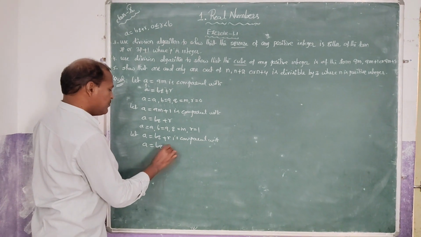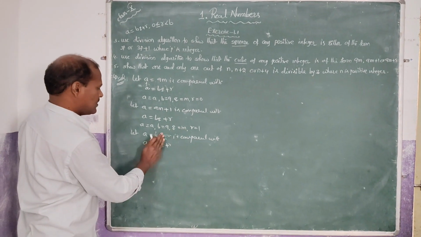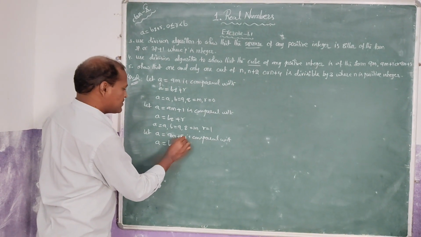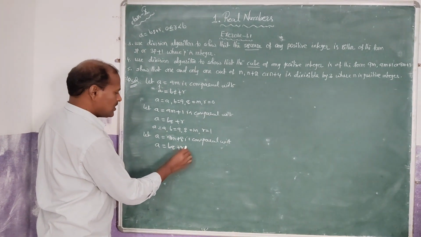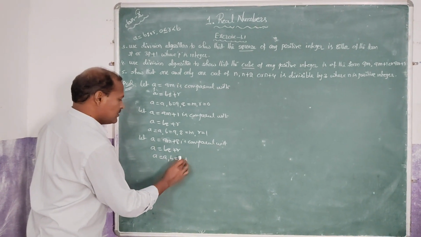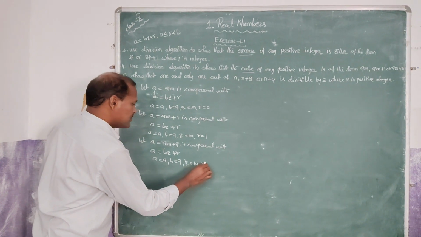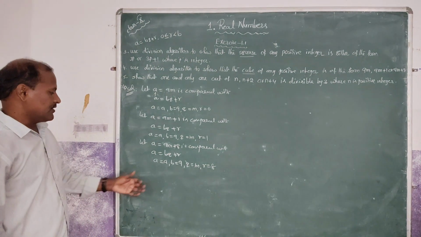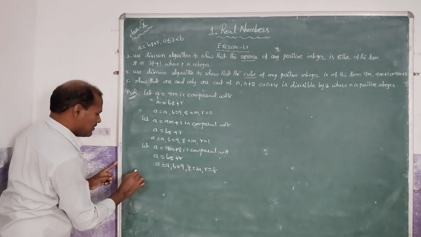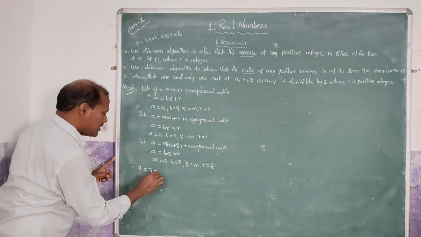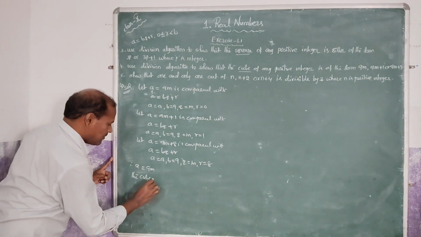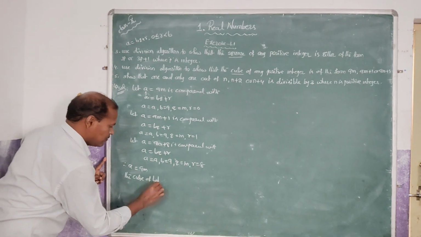Let a is equal to bq plus r. a is equal to 9m plus 8. 9m plus 8 is compared with a is equal to bq plus r. Here a is equal to a, b is equal to 9, q is equal to m, r is equal to 8. Compare is completed. Then the additional part is the cube only. What is the first number? a is equal to 9m. The cube of both sides.